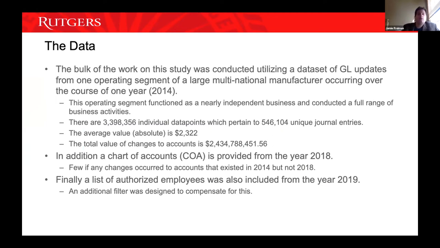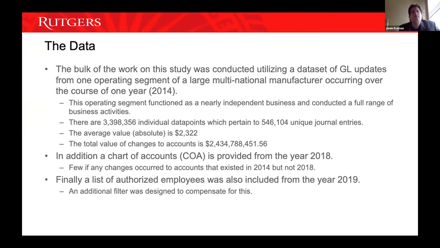So there was a full gamut, like all the different types of things that you would expect to see if it was an independent business. And then there was something like almost three and a half million data points that we were looking at. So you can see, even if we were to take a sample of 300, that would represent a very, very small portion of that total, like what, 0.01%, right? Just so small.